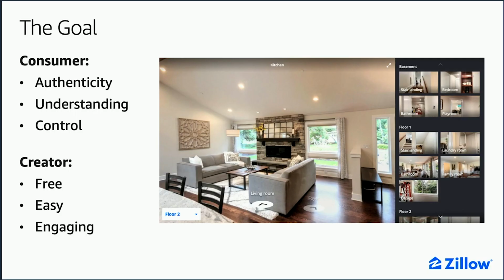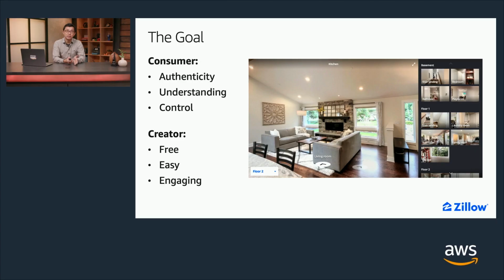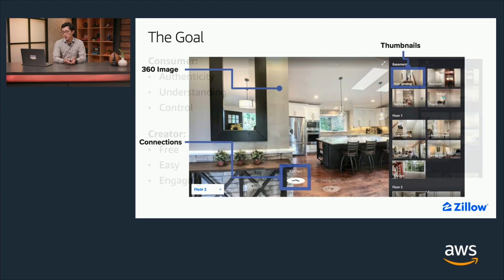Let's talk about our main goal for the project. For consumers, we want to give them a sense of control. We want to make it so they're able to trust what they're seeing. For the content creators, the photographers, we want to give them something that's low cost or free, and that is easy and an engaging experience. And so to accomplish this, we built a viewer experience to allow shoppers to walk through a home on their own. We included arrows between rooms and menus and thumbnails to quickly jump between rooms and floors.